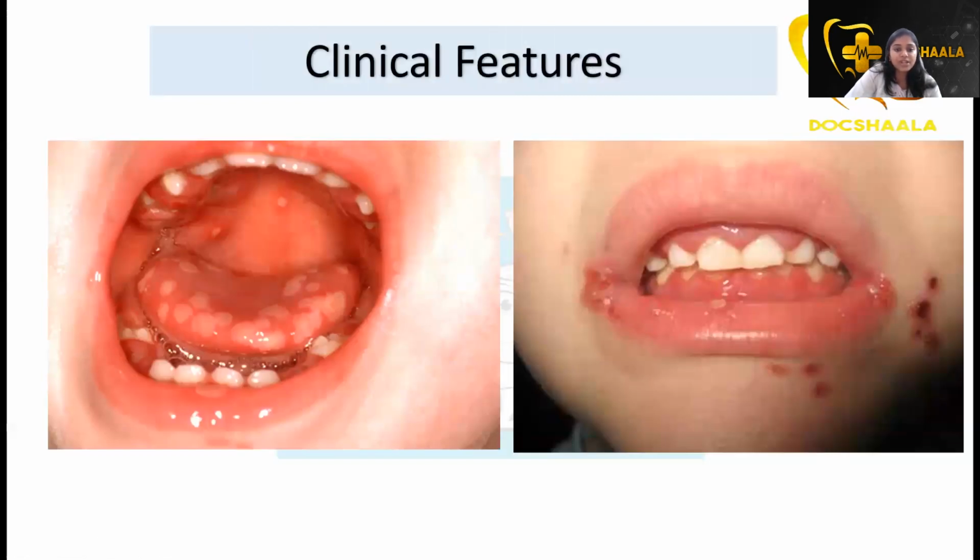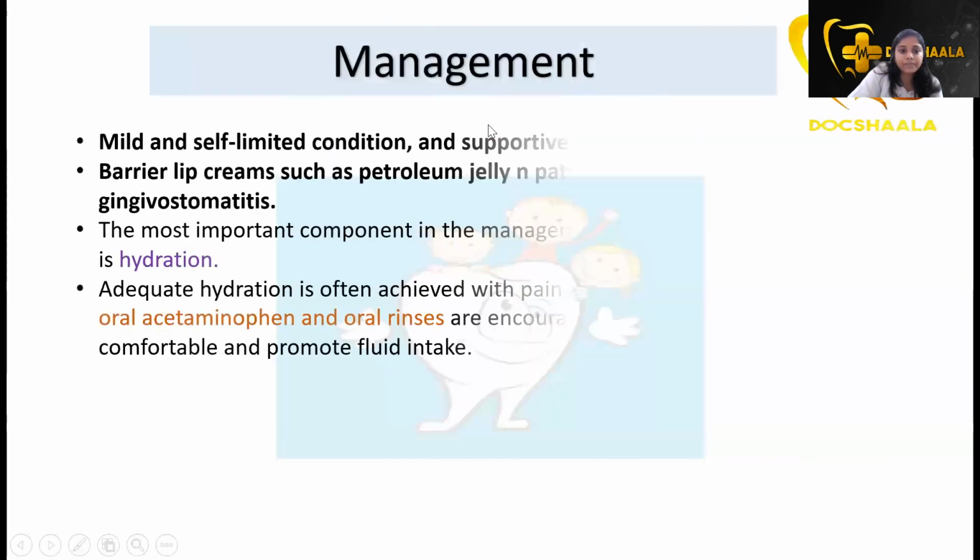So this is how the lesion looks. You can appreciate the lesion over the tongue, palate, right, in the lip, right. Then these are the perioral lesions. They appear as crust in the perioral lesions, but they appear as gray, yellow-gray lesions in the mucosa intraorally. Then the management.